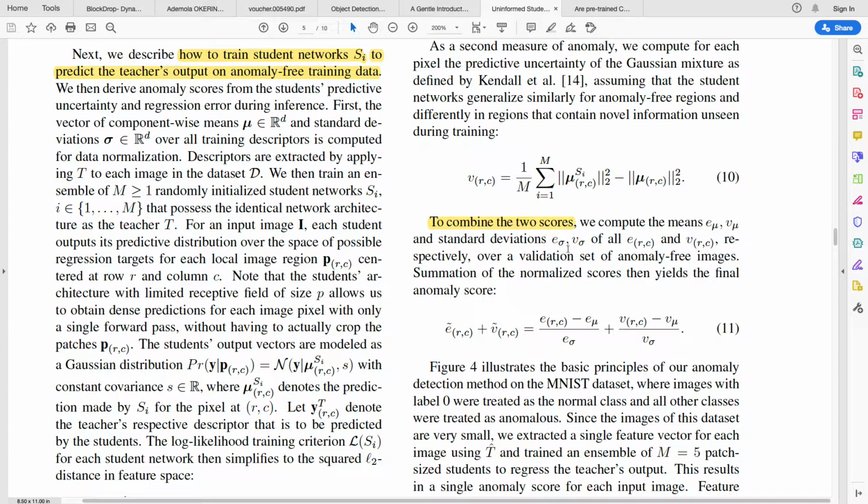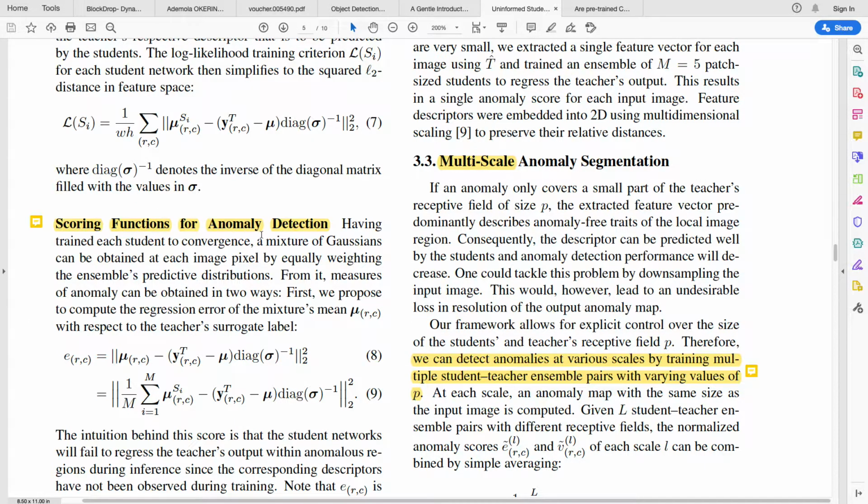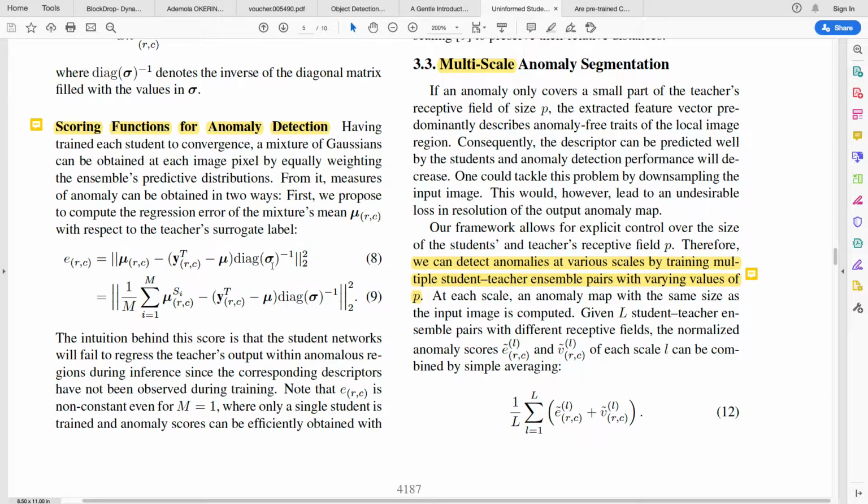Compute the means and standard deviation. So you have the scoring function for anomaly detection, where they try to score, and we can detect anomaly at various scales by training multiple student-teacher ensemble pairs with varying values of the receptive field. This is what they propose. This is a multi-scale anomaly segmentation.